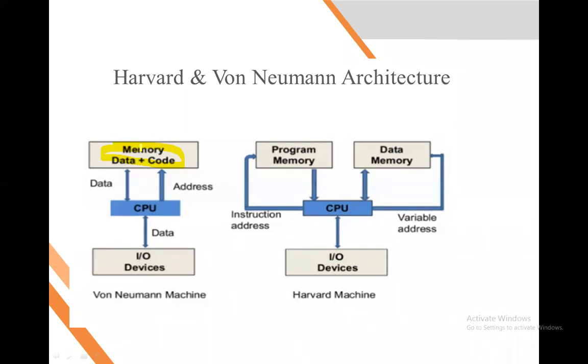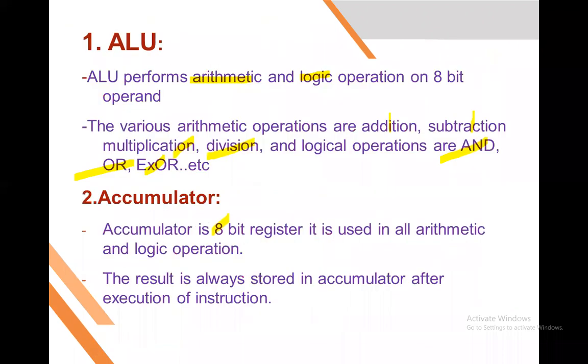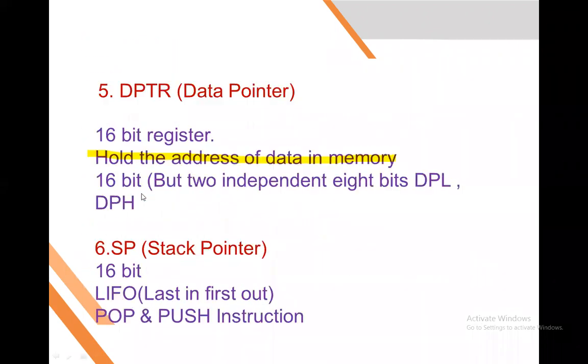So remember these things. Our 8051 is a Harvard machine, or Harvard structure, where data memory and program memory are different. Program instruction addresses are stored in the program counter, and the data memory location is stored in the DPTR. This is the use of the DPTR. That's why I'm telling you, because in the 8085 there is only a program counter and a stack pointer. There is no DPTR in the 8085, but in the 8051 there is a DPTR to store the data.